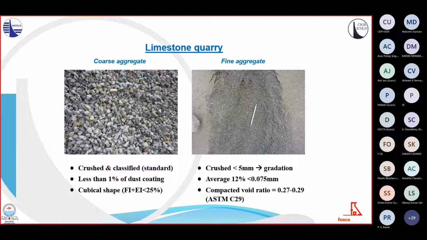including for the coarse aggregate on the left picture, less than 1% of dust coating the particles, and its cubical shape limited by a sum of flakiness and elongation index below 25%. On the right side, in a similar way as has been mentioned in the previous example, the high proportion of fines below 75 micron and the low void ratio of the compacted material are typical characteristics of an optimized fine aggregate.